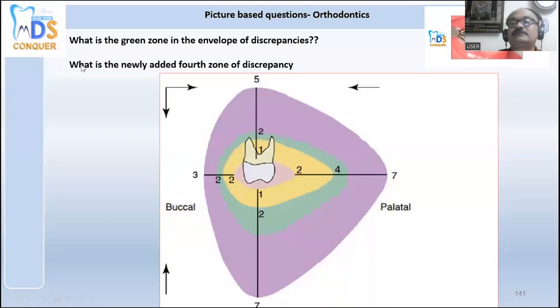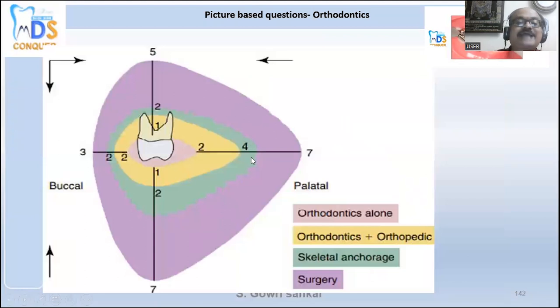Can you guess? We have discussed it already. No, it is not periodontics. So it is TADs, your skeletal anchorage or temporary anchorage devices. Remember this question you may expect, TAD or skeletal anchorage. So this one has been recently added. This is rough in nature because there is no proper literature support, but all the cases have shown that there is a range which cannot be treated just by orthodontic treatment or which does not exactly require surgery, which can be treated by skeletal anchorage or TADs.